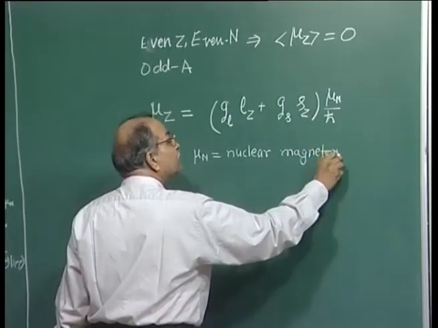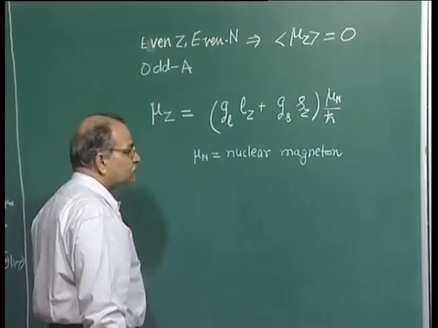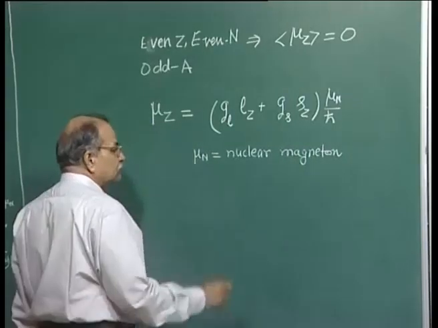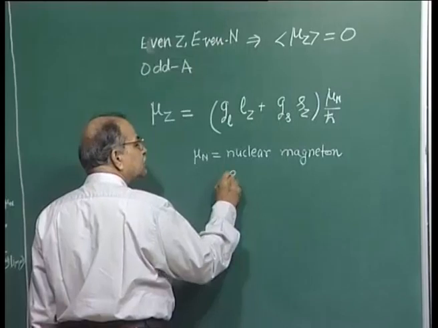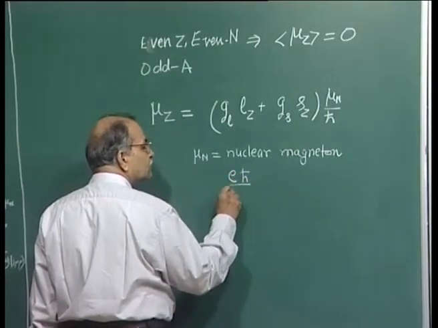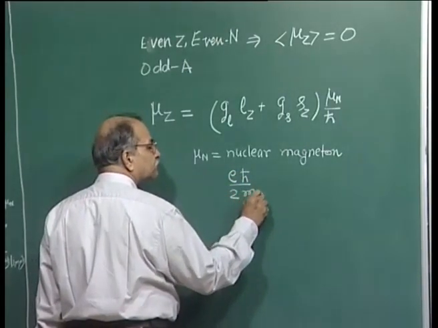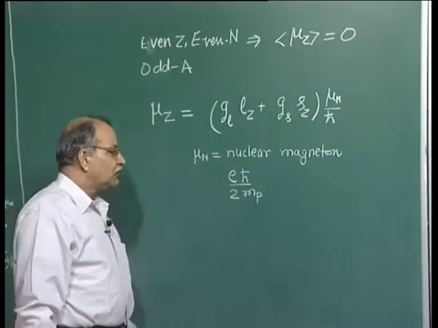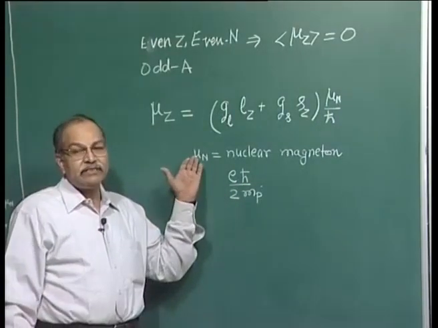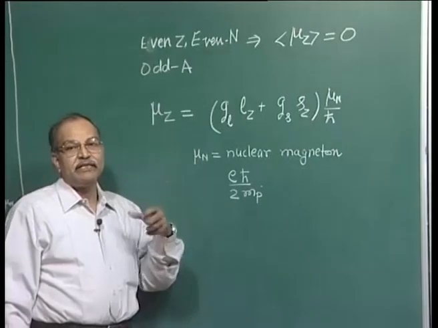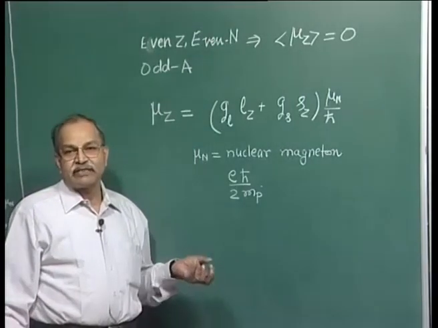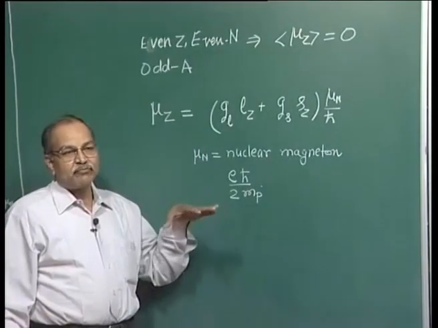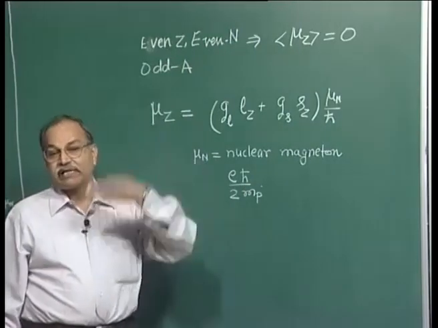It is the unit for magnetic moment, and this is eħ over 2 times the mass of the proton. So, we always work in these units. In atomic physics, when we talk of the magnetic moment of the atom, that magnetic moment largely comes from the electrons.